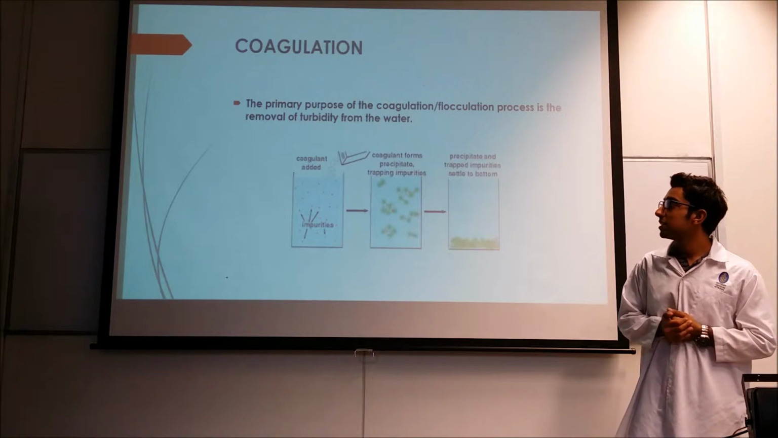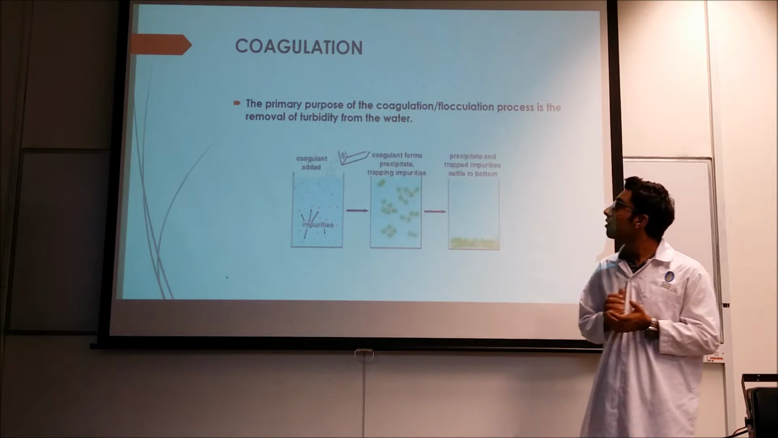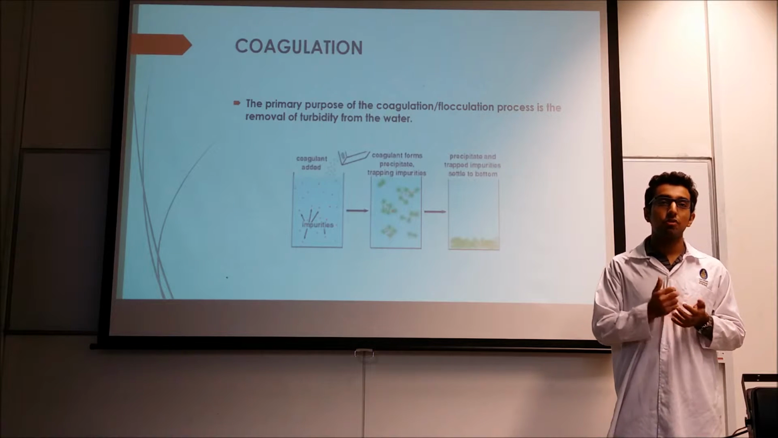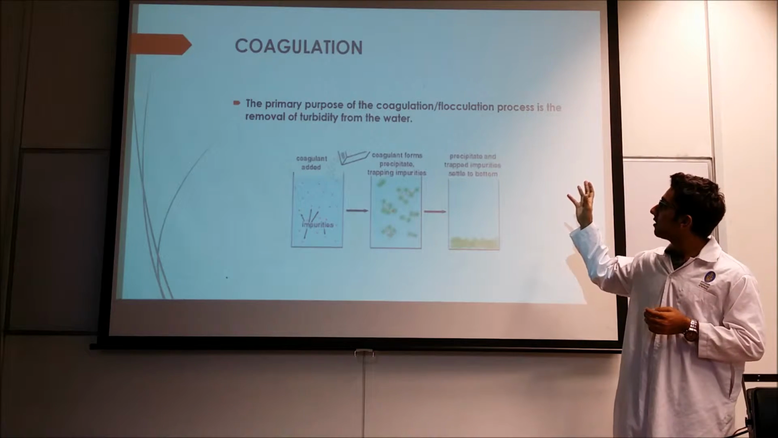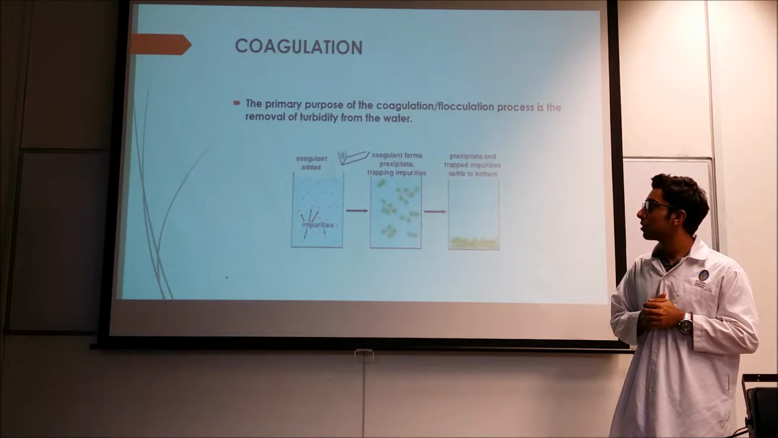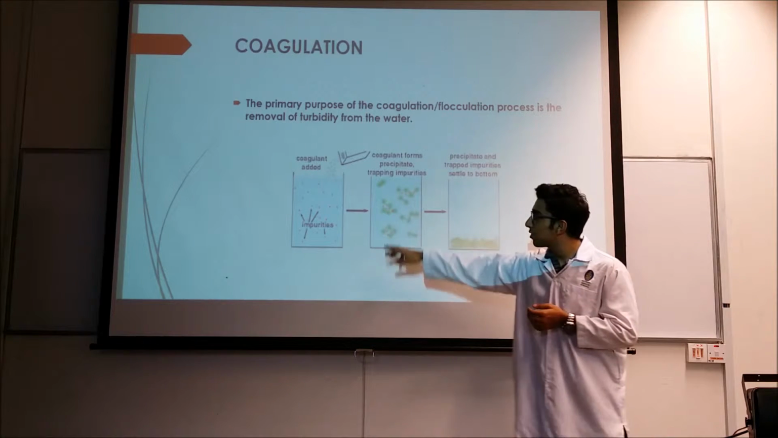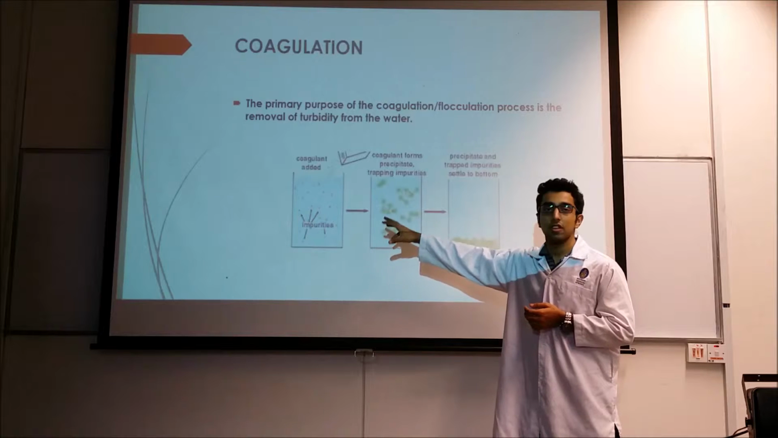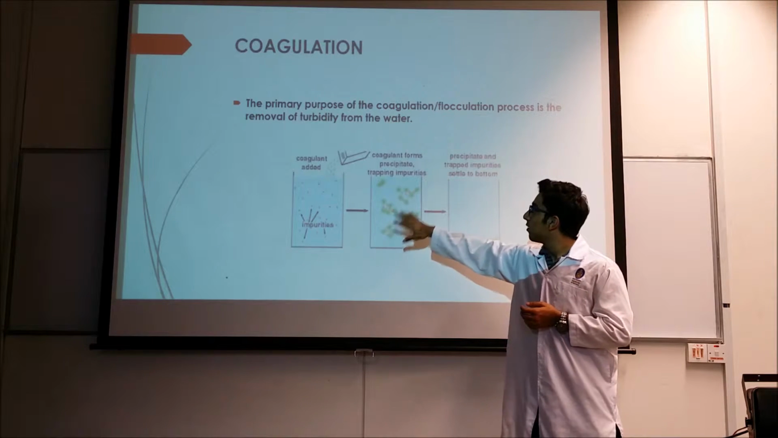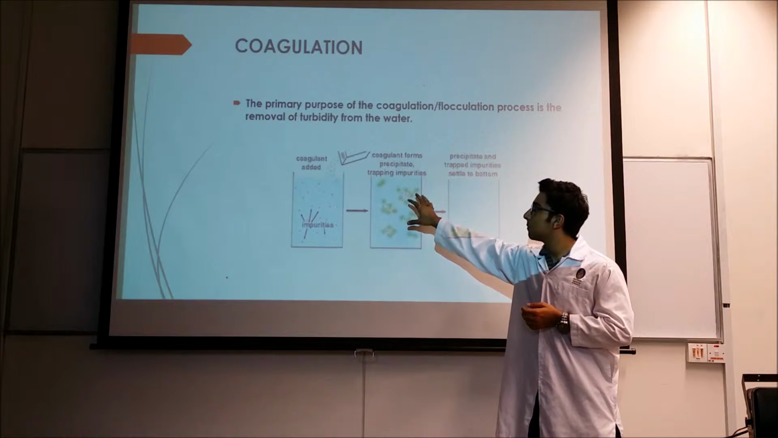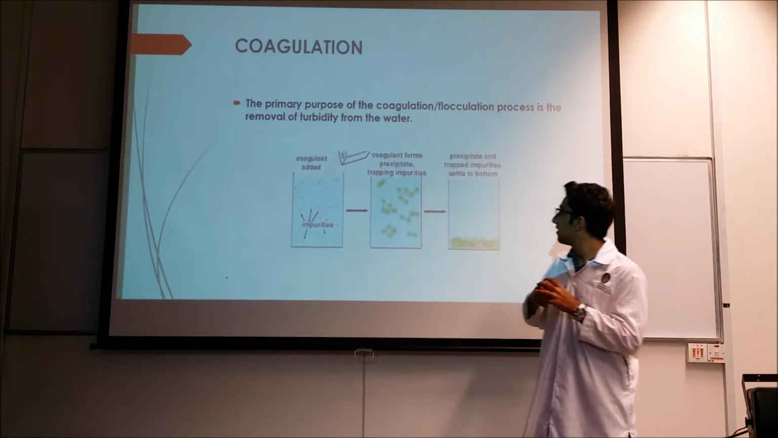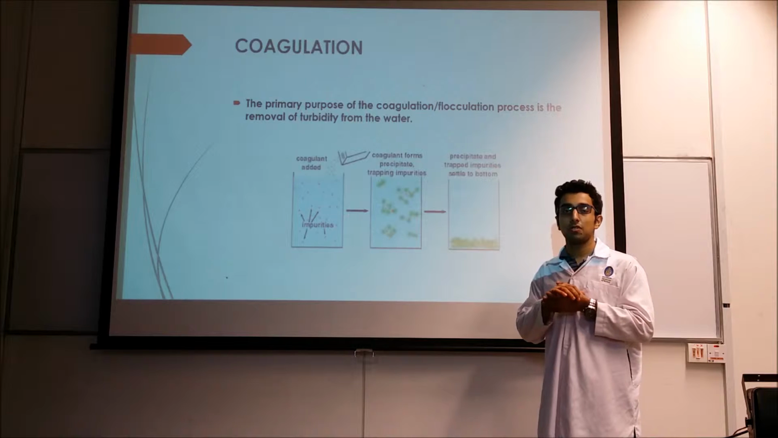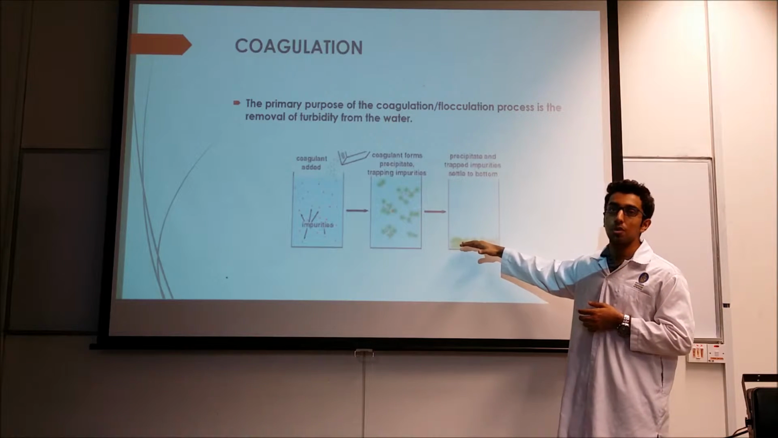So what is coagulation? The primary purpose of coagulation or flocculation, which we have studied in our sedimentation experiment as well, is the removal of turbidity of the water. As you can see, there are impurities in the water, and then we add a coagulant. The coagulant forms a precipitate and traps all the impurities together, and then due to them being together, they settle down towards the bottom of the tank.